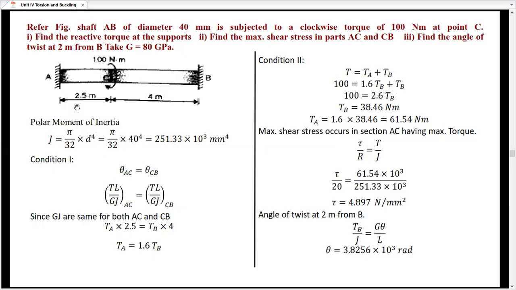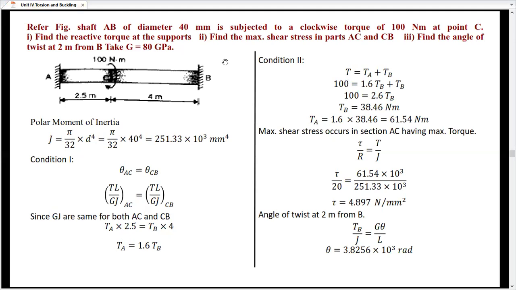We have a correlation in terms of length. So we can write torque at A into the length of section AC, 2.5 meter, equal to torque at B into the length of section B, 4 meter. So we have that relation: torque at A is equal to 1.6 times torque at B.